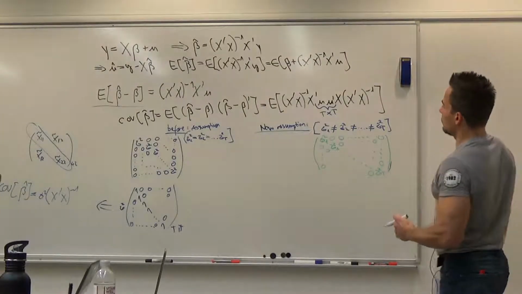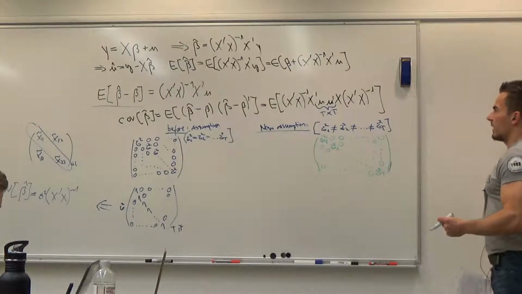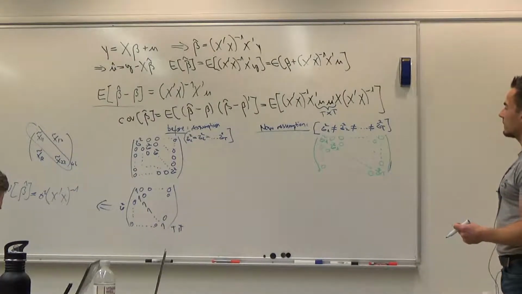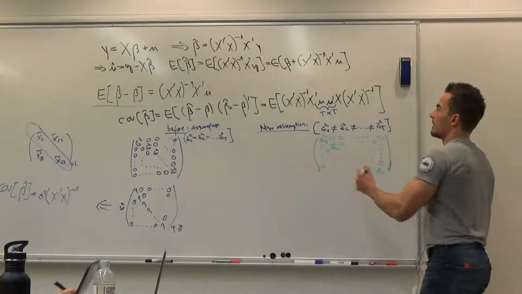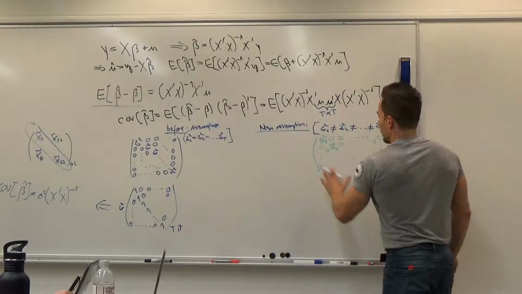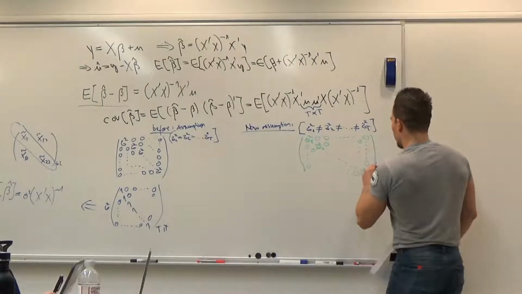But what can we do? There's a 1980 paper of White, who suggests that we can proxy this matrix here. Let's call this matrix here omega.